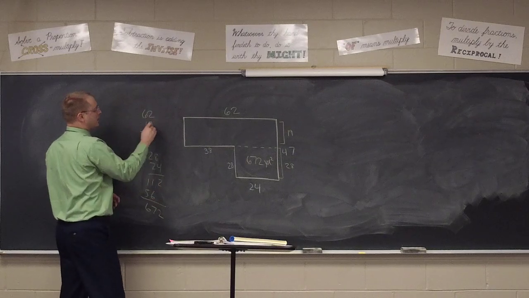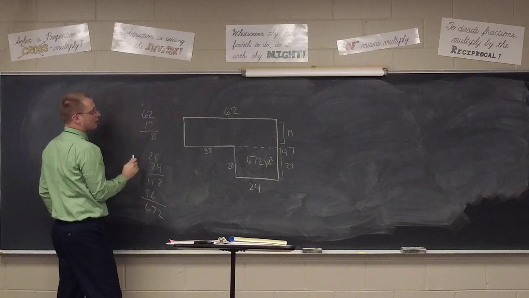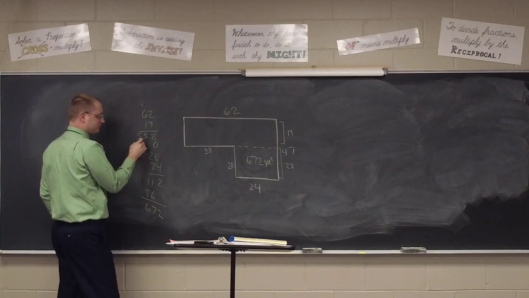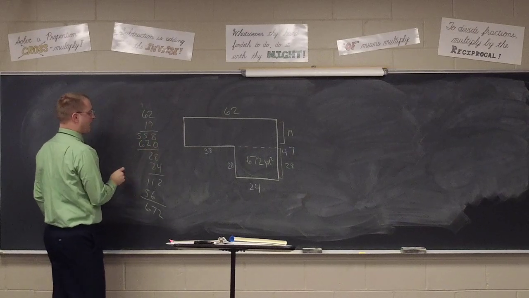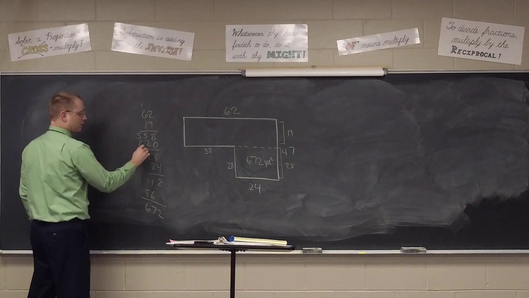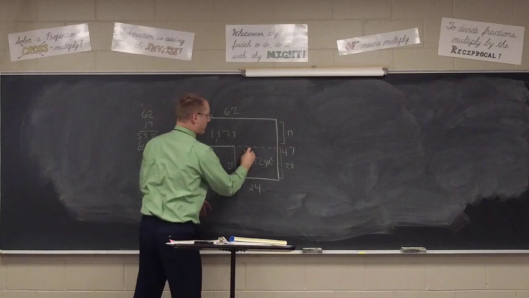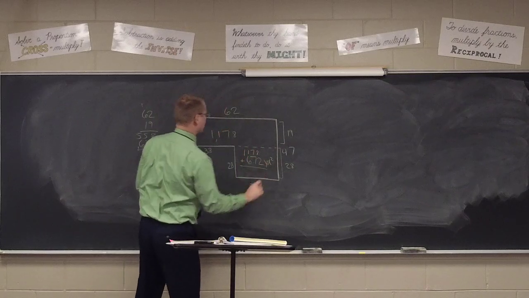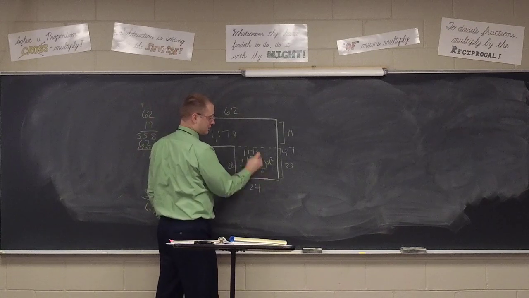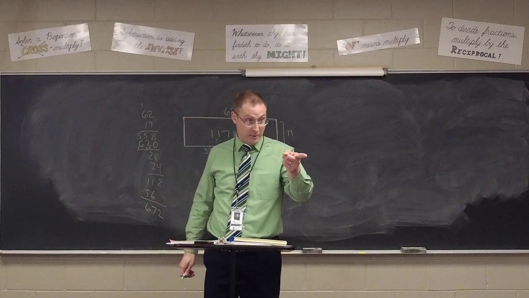62 by 19. Lana, 9 times 2? 18. 55. And of course, 1 times 62, 62. And we add them all together, and we get 1,178. There we go. And then we have to add these two numbers together. So the 1178 to the 672, and we end up with 1,850. 1,850 square yards. Is that what you had?